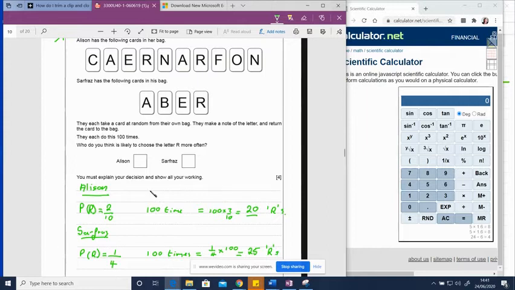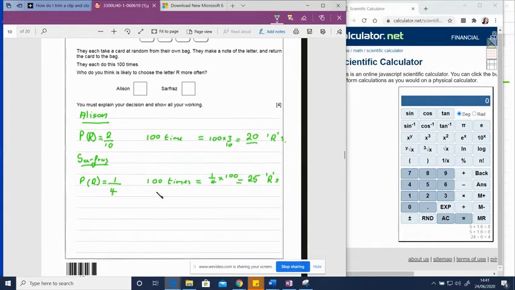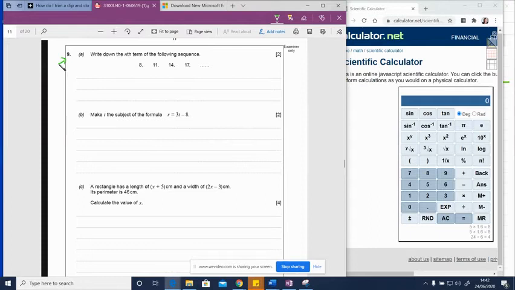So in answer to the question, who do you think is likely to choose the letter R more often, we'd have to say Sarfraz, because he will get 25 R's as opposed to 20 R's. And this is explanation enough for the examiner. And we move on to question 9.